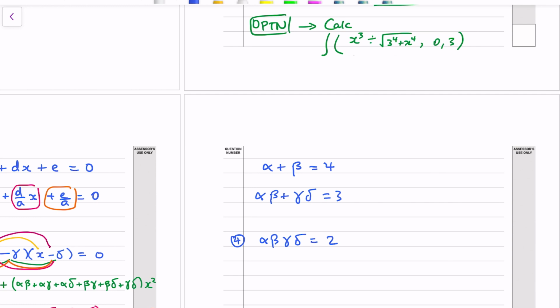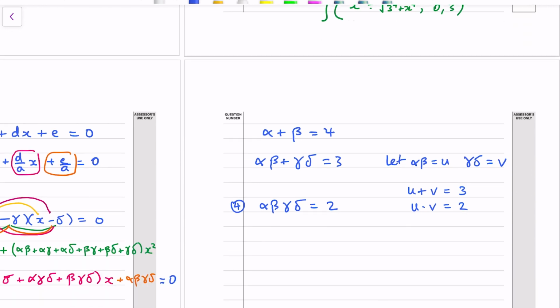Now, what I'm going to do here is let alpha beta equal u, gamma delta equal v. So the first equation tells us u plus v equals 3, and this next equation tells us u times v equals 2. So two numbers that add to 3 and multiply to 2: 1 and 2. So therefore u is equal to 1 and v is equal to 2, or u is equal to 2 and v is equal to 1.